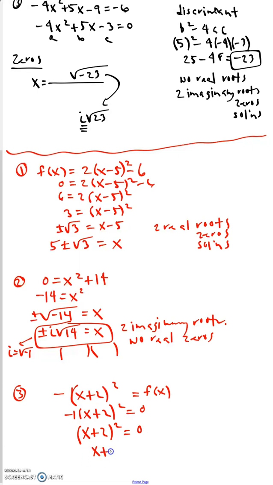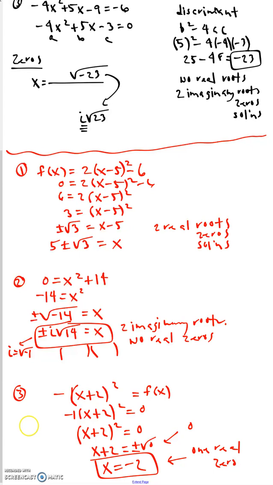When I take the square root of each side, I get plus and minus the square root of 0. Well, that's 0 no matter what way you look at it. So it ends up being, when we subtract the 2 over, that it's just x equals negative 2. And that's 1 real 0. And it makes sense because if we talk about the graph of this function, we know that the vertex is at negative 2, 0, and we know that it opens down. So it makes sense that the graph only crosses the x-axis or touches the x-axis once, so it's 1 real 0.